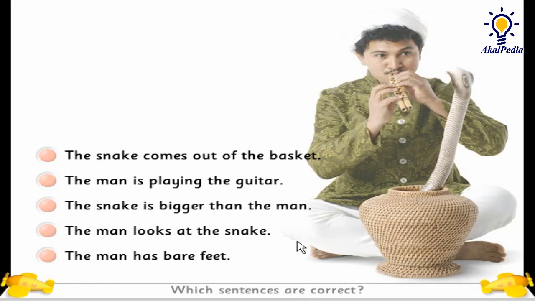Which sentence is correct? The snake comes out of the basket. The man is playing the guitar. The snake is bigger than the man. The man looks at the snake. The man has bare feet. Okay.